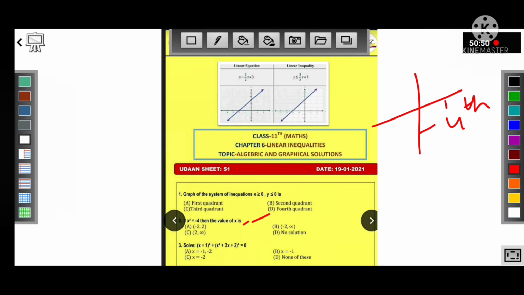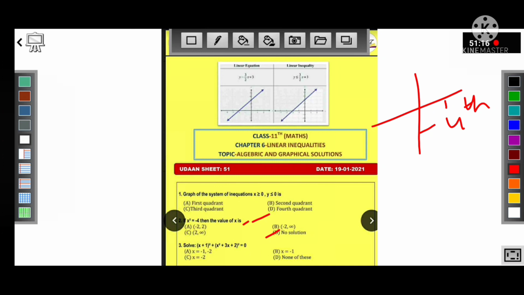Next, second question. If x squared is equal to minus 4, then the value of x is, because x squared is equal to minus 4, but the square of any real number is not negative, so there is no solution for this, so D is the right option.